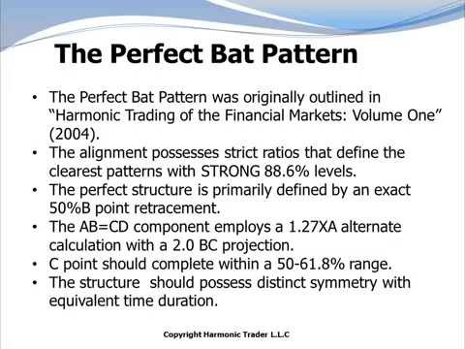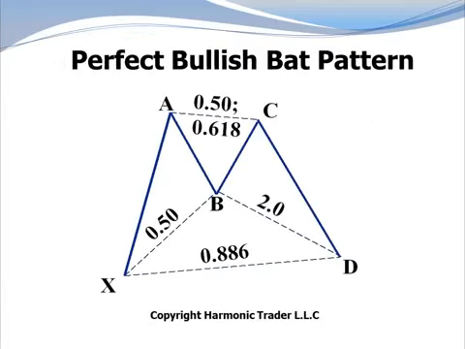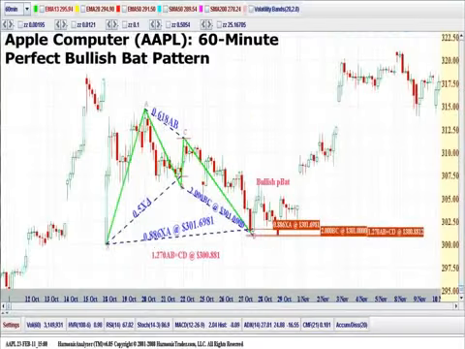The C point, ideally, although not as necessary, should complete within a range between the 50 to 61.8% retracement range. Also, the structure should possess distinct symmetry with an equivalent time duration. This illustration of the perfect bullish bat pattern, again, really outlines the ratio alignment. We look for an exact 50% at the B point, a BC extension of a 2.0 that combines with the 886 XA retracement and a 1.27 AB equals CD.